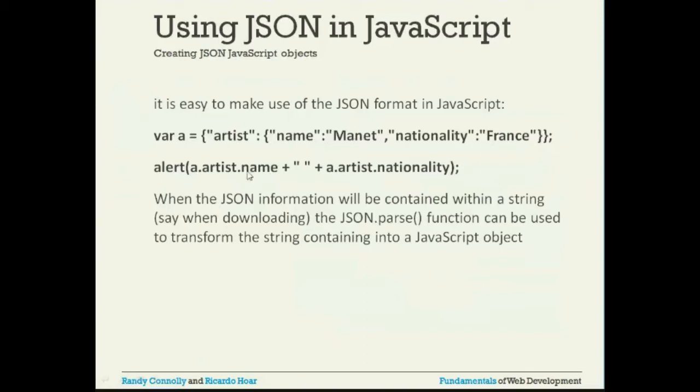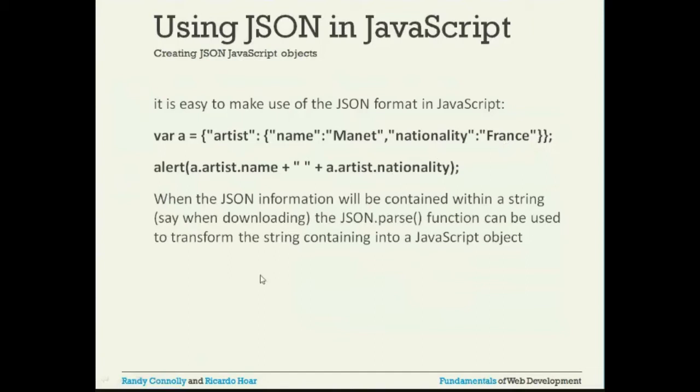So it will get the information Manet, concatenated with a space, plus again concatenated with object.artist.nationality. So it is going to fetch this value.